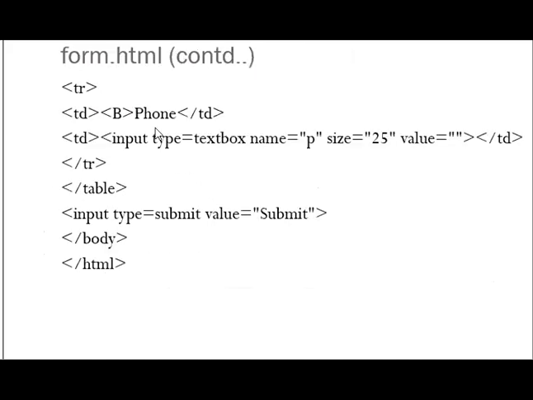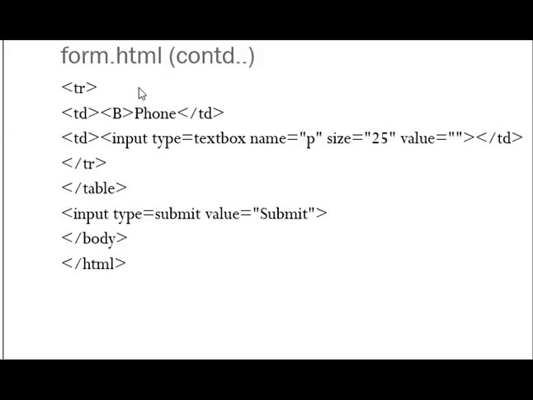Then another one, the phone number field. Input type is equal to text box, name is equal to P, size again 25, value is blank. Another input element we have is the submit: type is equal to submit, value is equal to submit. When this page is opened, we have a table structure.